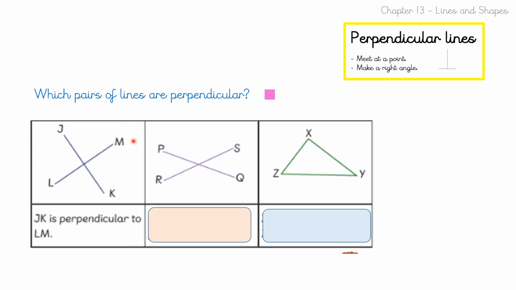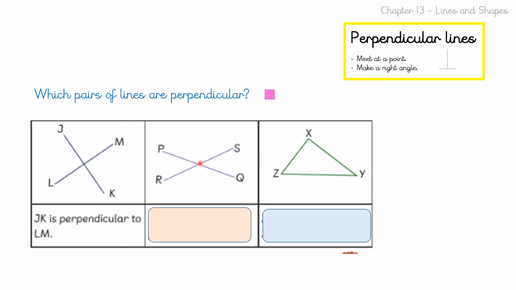Let's check figure 2. So we've got line PQ and line RS. Do they meet at a point? Yes, they do. Do they make a right angle? Remember, right angles were angles that are 90 degrees. So can you see a right angle in this figure?